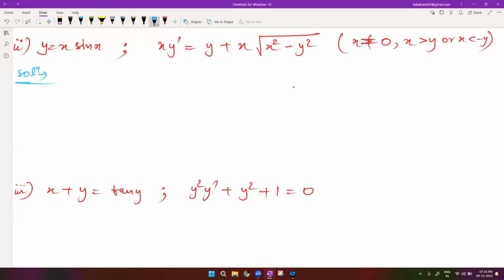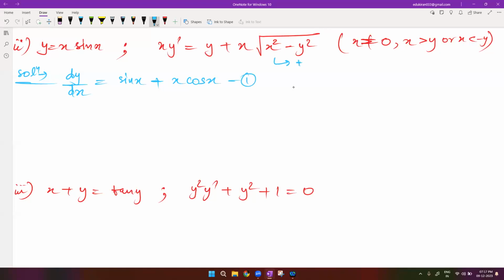So if we observe the differential equation, we just need to calculate y dash, right? And y dash means dy by dx. To calculate dy by dx, we have to apply the product rule. Differentiation of x is 1, into sin x as it is, so it's just sin x, plus x as it is, times the differentiation of sin x, which is cos x.